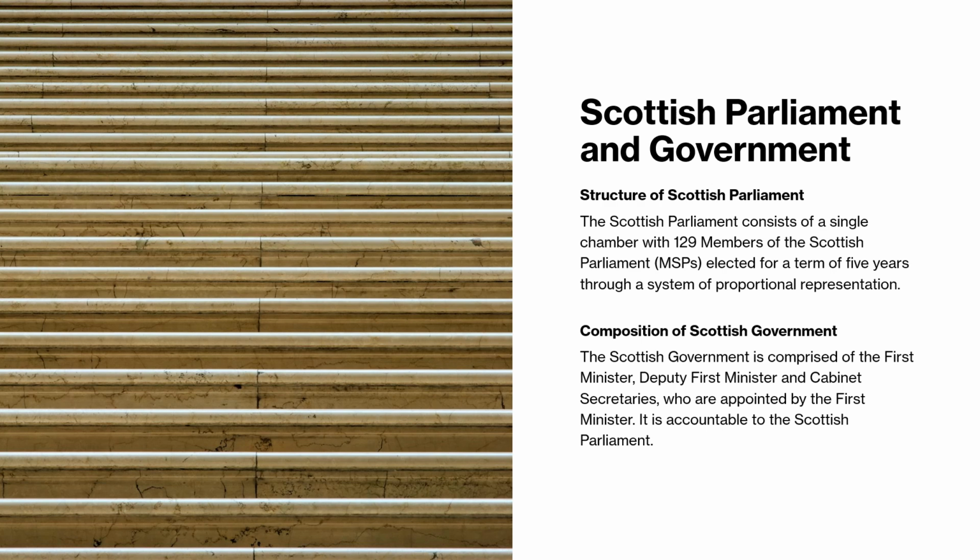Scottish Parliament and Government. Structure of Scottish Parliament. The Scottish Parliament consists of a single chamber with 129 members of the Scottish Parliament, MSPs, elected for a term of 5 years through a system of proportional representation. Composition of Scottish Government. The Scottish Government is comprised of the First Minister, Deputy First Minister, and Cabinet Secretaries, who are appointed by the First Minister. It is accountable to the Scottish Parliament.